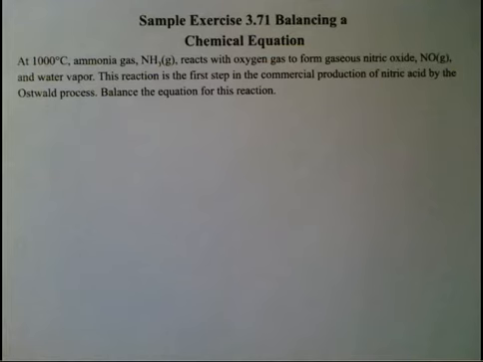All right, AP, this is sample exercise 3.71. We're balancing a chemical equation again. At 1,000 degrees Celsius, ammonia gas, which is NH3, reacts with oxygen gas to form gaseous nitric oxide, which is NO, and water vapor. This reaction is the first step in the commercial production of nitric acid by the Ostwald process. Balance the equation for this reaction.